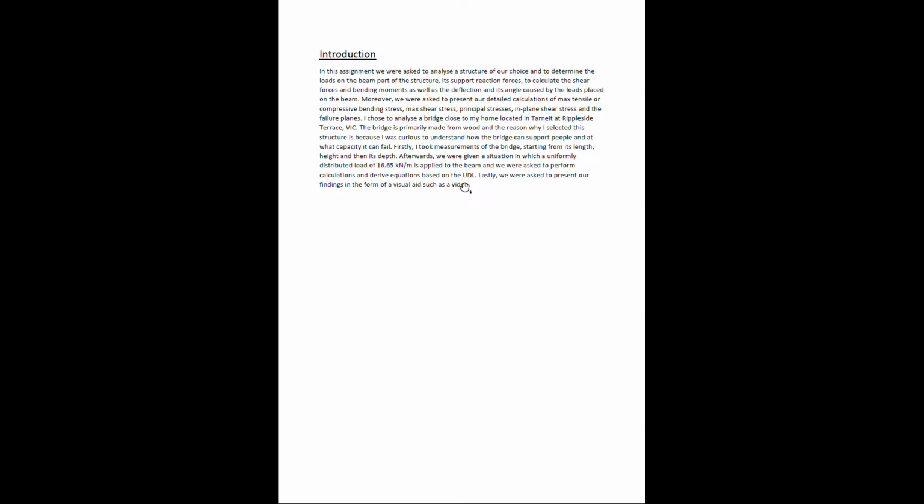So in this assignment, we were asked to analyze a structure of our choice and to determine the loads on the beam part of the structure. We were asked to calculate the support reaction forces, the shear forces, the bending moments, as well as the deflection and the angle caused by the load placed on the beam. Moreover, we were also asked to present detailed calculations of max tensile or compressive bending stresses, maximum shear stresses, principal stresses, in-plane shear stress and the failure planes.